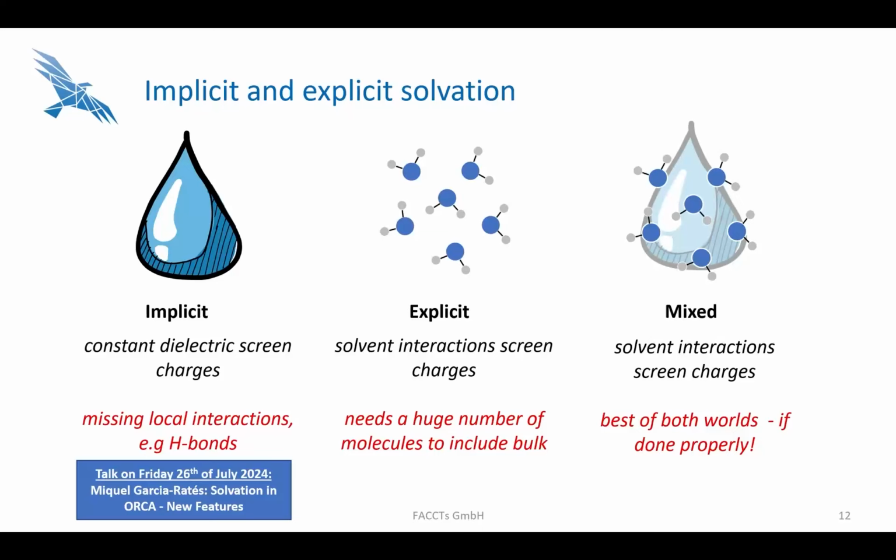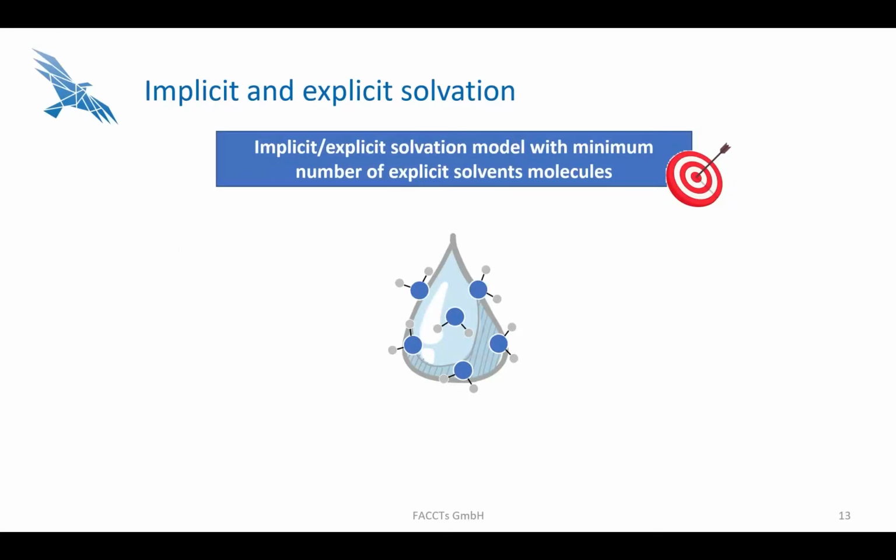So what we are striving here for is the best of both worlds. A mixed model of implicit and explicit solvation, only having the minimum number of necessary explicit solvent molecules. With that, we can still go to higher accurate quantum chemical methods, but are not missing some important solvent effects.